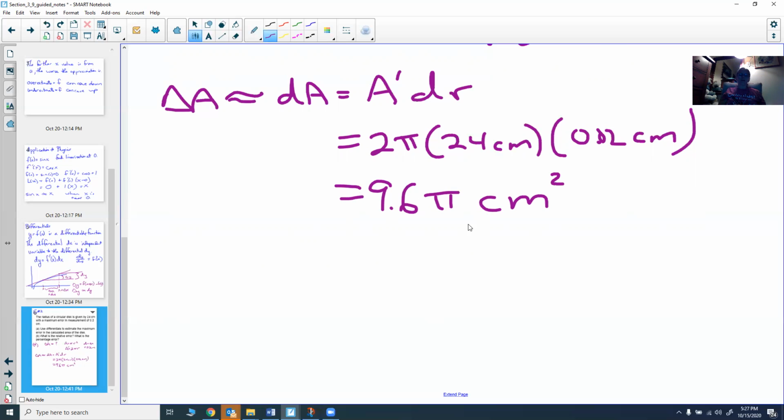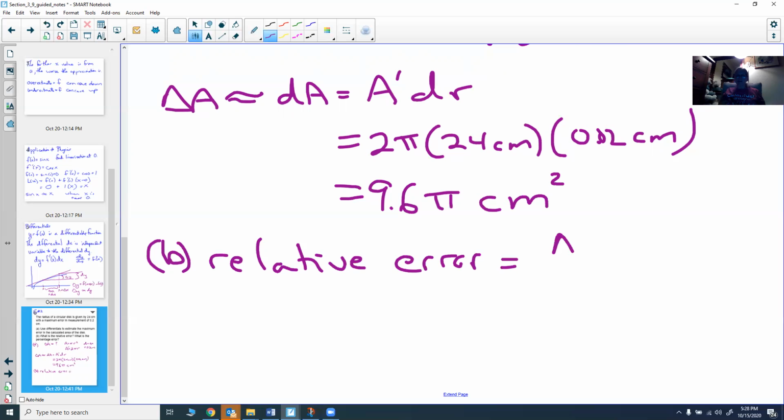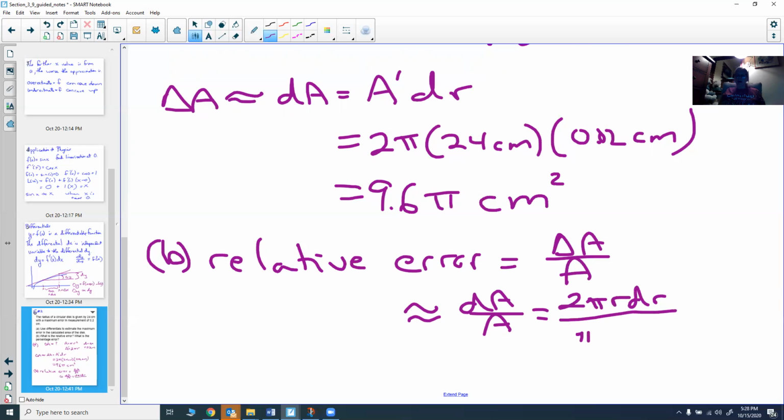If you want to find out what this is approximately, you can use your calculator to approximate pi, but that is what it is exactly. Well, approximately still, because it's still approximate. Part B would like us to do the relative error. Well, the relative error is always equal to the change in the error area over the area itself. So that's going to be approximately equal to delta A over A. So again, delta A was 2 pi r dr, and A was pi r squared.